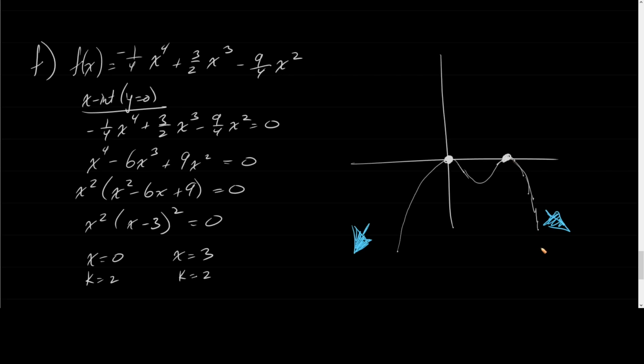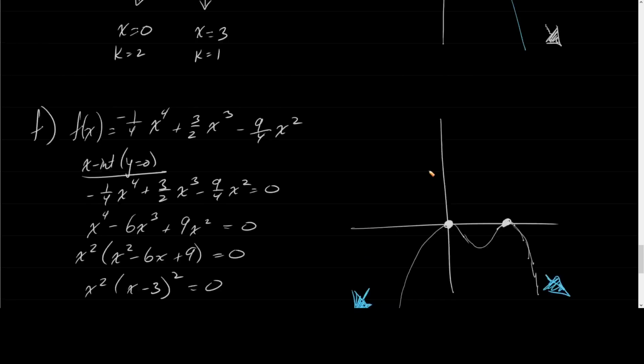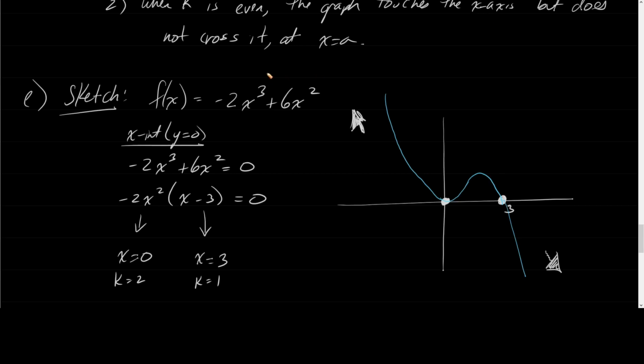Next one. Oh, and by the way, notice here that this was 4th degree, and we had 1, 2, 3 turns. So 1 turn, 2 turns, 3 turns. So degree 4, 3 turns. In the previous one, degree 3, 2 turns. 1 turn, 2 turns. All right.